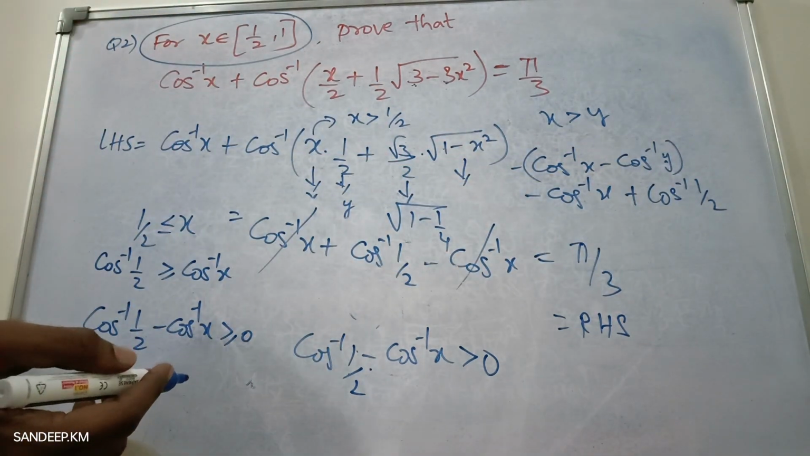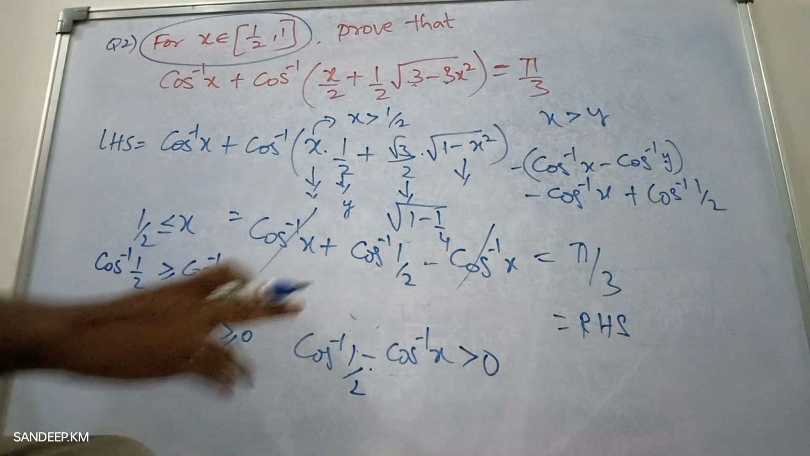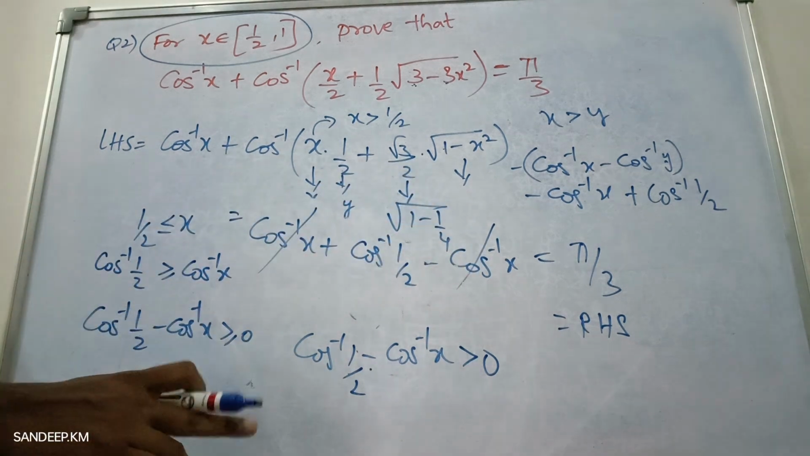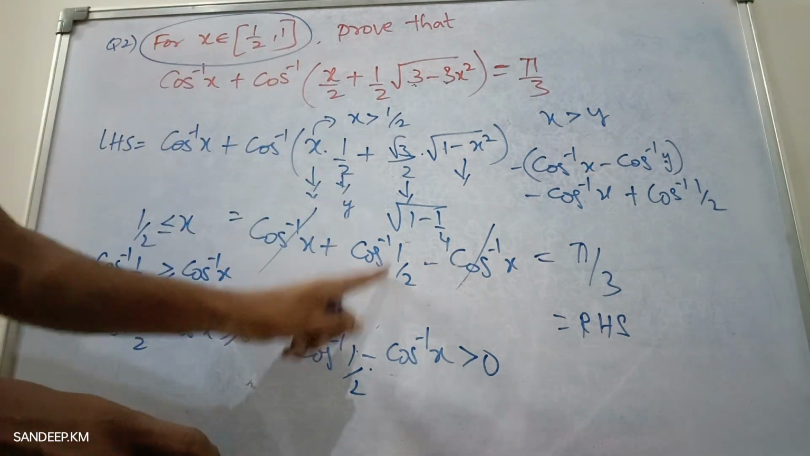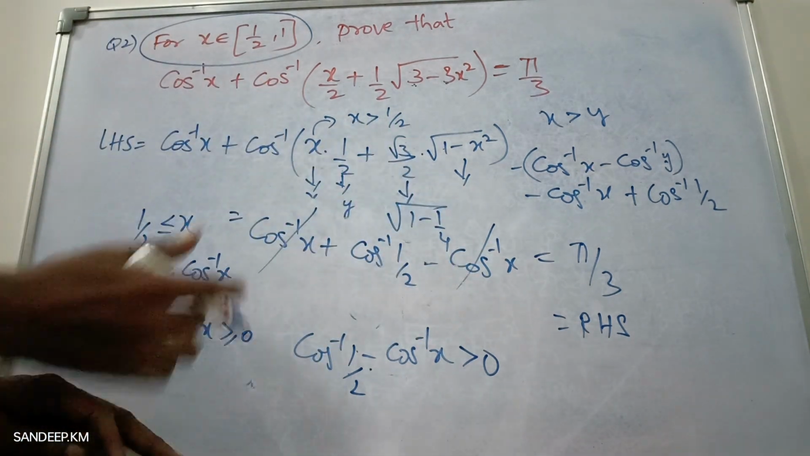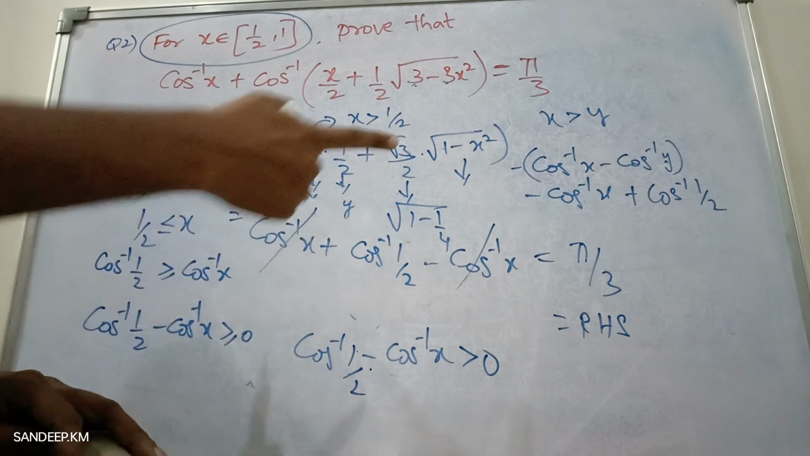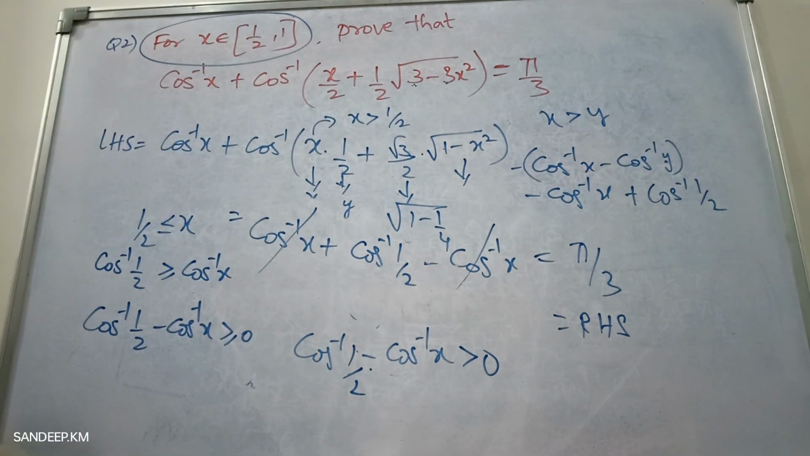So please observe it. I hope you understood. It is not cos inverse x minus cos inverse 1 by 2. It is cos inverse 1 by 2 minus cos inverse x. So if you have clarity here, you will get the correct answer. The answer is pi by 3.